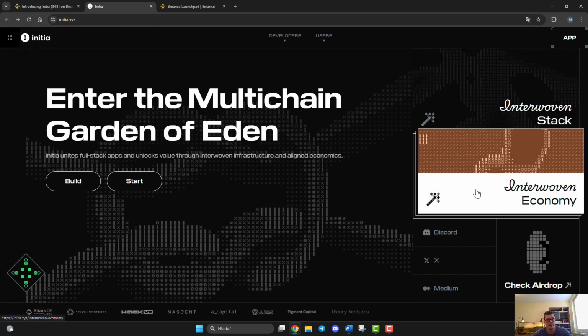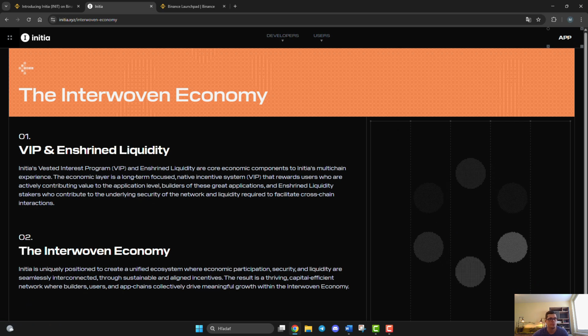Then we got the Interwoven Economy. What does it mean? The Interwoven Economy is about aligning economic incentives across the Initia network. It is built to create a positive environment where participants, whether validators, developers, users, and so on, are economically motivated to contribute to the system's growth. The key aspects include shared security: security is aggregated across rollups, supported by layer 1, enhancing resilience.